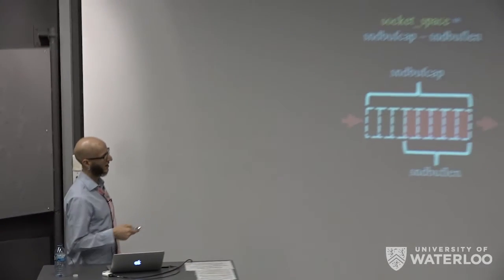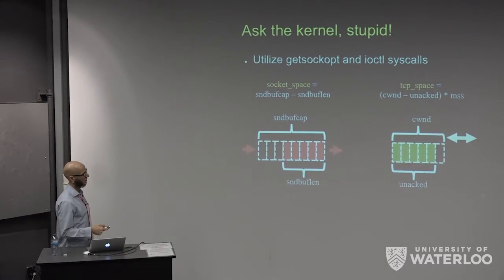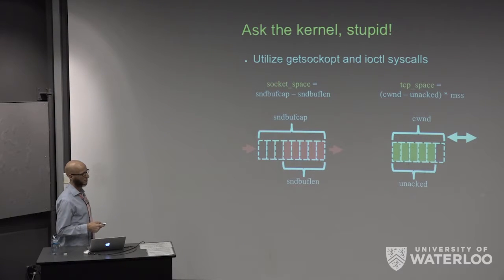So we can use information that's available in the kernel through getsockopt and TCP info, which you can use to get TCP information and compute the TCP congestion window. I guess that was on the previous slide. So the TCP space here is the congestion window minus the number of unacked packets, okay? And then multiply that by the MSS, and that will give you the amount of data that you can send into the kernel that TCP will allow you to actually send out onto the network.